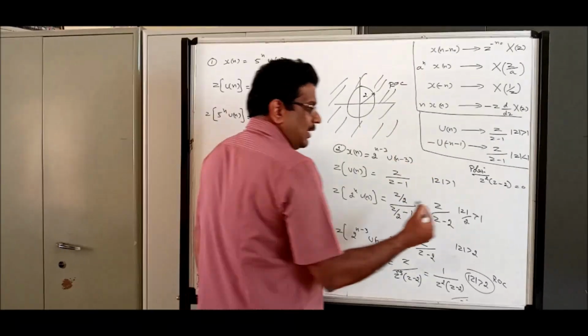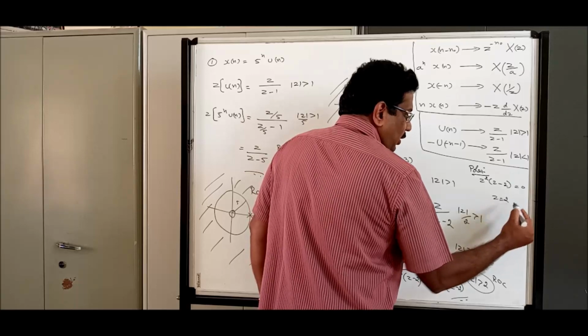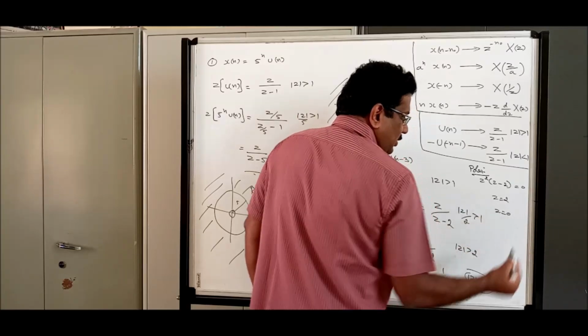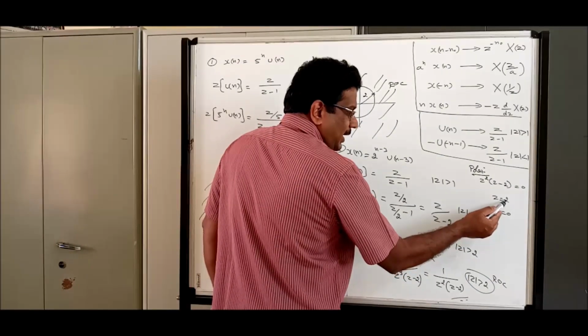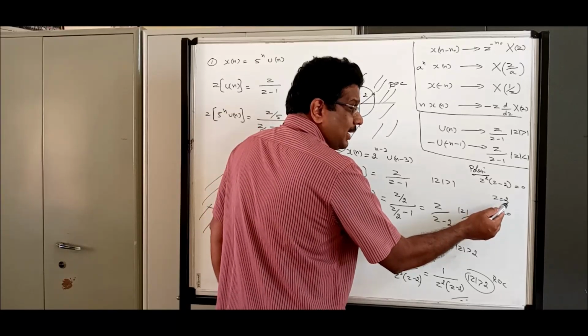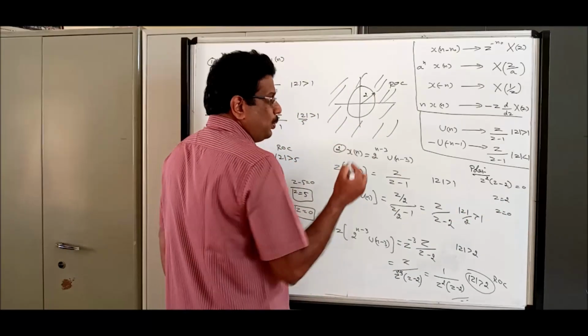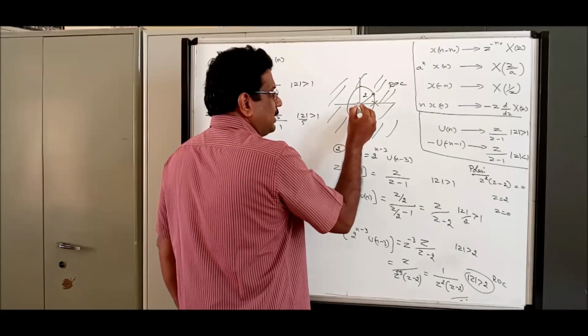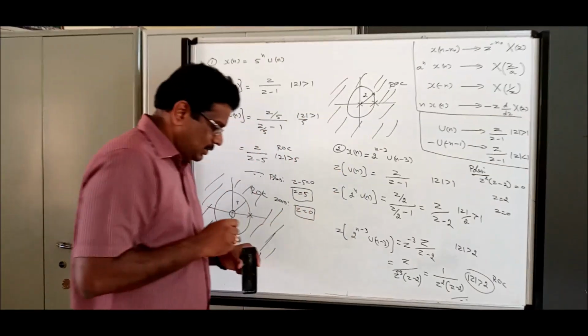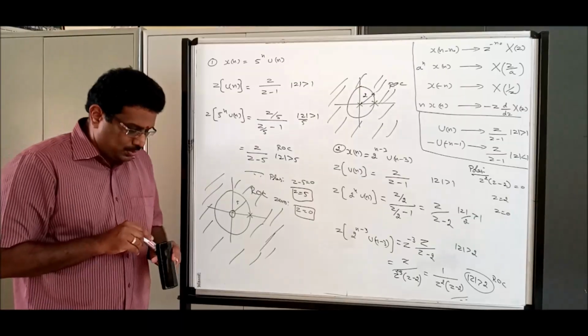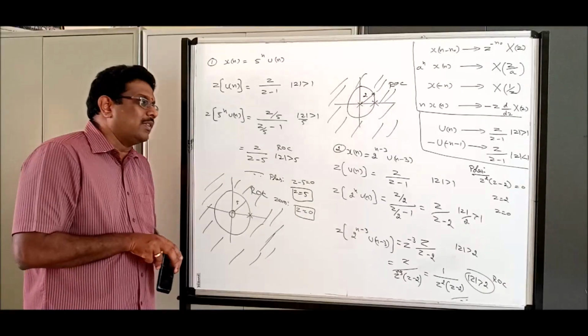Try to find the z values. There are two z values: z is equal to 2 and another z is equal to 0. Please recall, what is 2? 2 angle 0. Now there are two poles. There is one pole here, and there is one more pole here. So this is the way you should find the poles and zeros of the given problem.